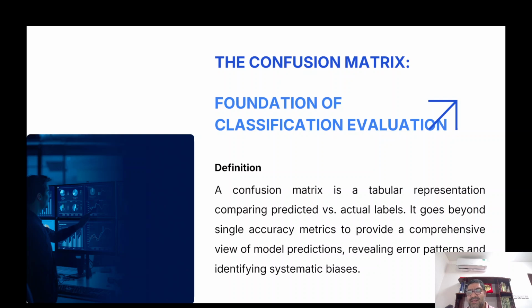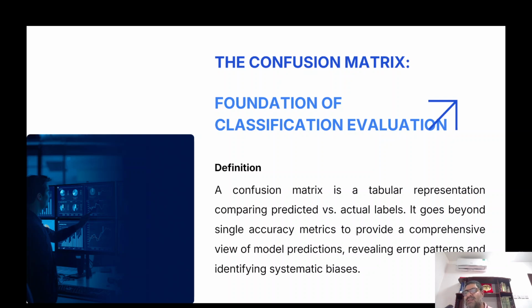What is the confusion matrix? A foundation of classification evaluation. If we go to the definition, it's a tabular representation comparing predicted versus actual labels. That means the confusion matrix is able to show how the model has done the prediction, what the actual labels or values were, and how the model has performed, by comparing those with the values that have been predicted by the model.